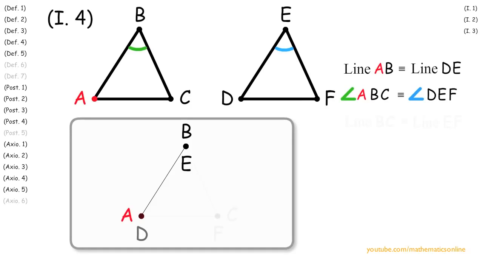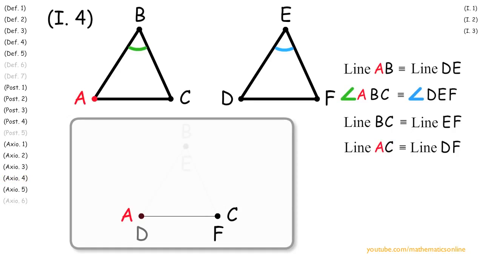Next, since we are given angle ABC is congruent to angle DEF, this means that the straight line BC must coincide exactly with the straight line EF. Now, since line BC is congruent to line EF, then we know that points C and F must coincide. Now, since we know that points A and D also coincide, then we can use axiom 4 to show that line AC must be congruent to line DF.